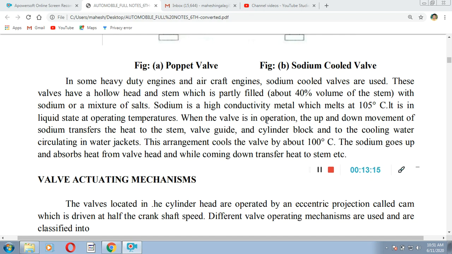When the valve is in operation, up and down movement takes place. When the valve is moving up and down, the sodium inside the valve also moves up and down, so it receives heat from the valve and rejects that heat towards the water jacket. Likewise, the sodium valve is used for IC engines. So this is what it is about the valve.